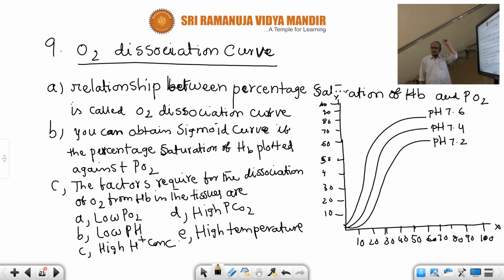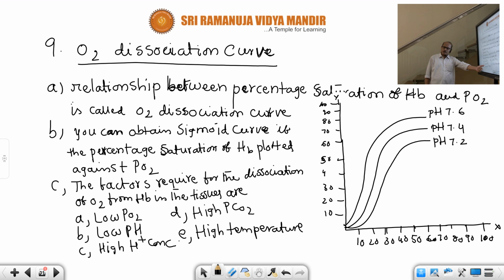These 5 factors are almost the reverse of O2 association. During O2 association, what are the factors? We mentioned them on the back page: high PO2, high pH, low PCO2, low hydrogen ion concentration, low temperature. Here, for dissociation of O2, why should it be dissociated? The O2 must be released into the tissues for the cellular activities. Just now I told you. So these are the factors essential. Anyhow, low PO2 is there in the tissues, 40 mm mercury.